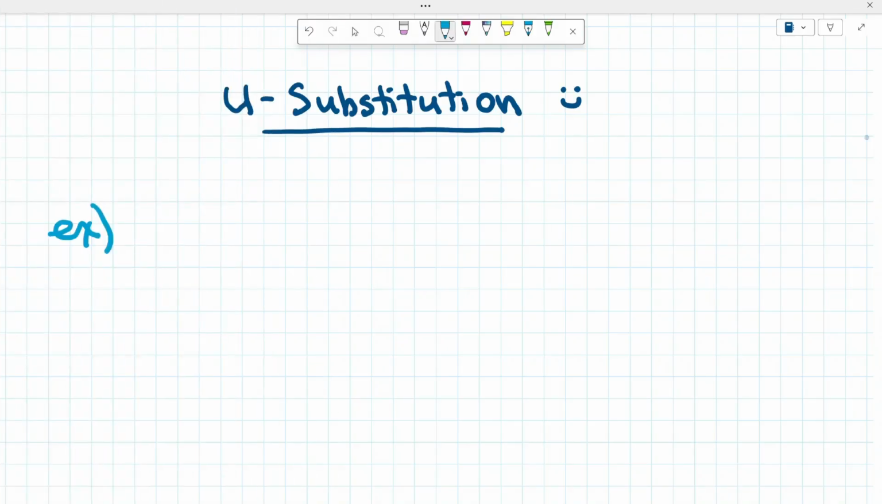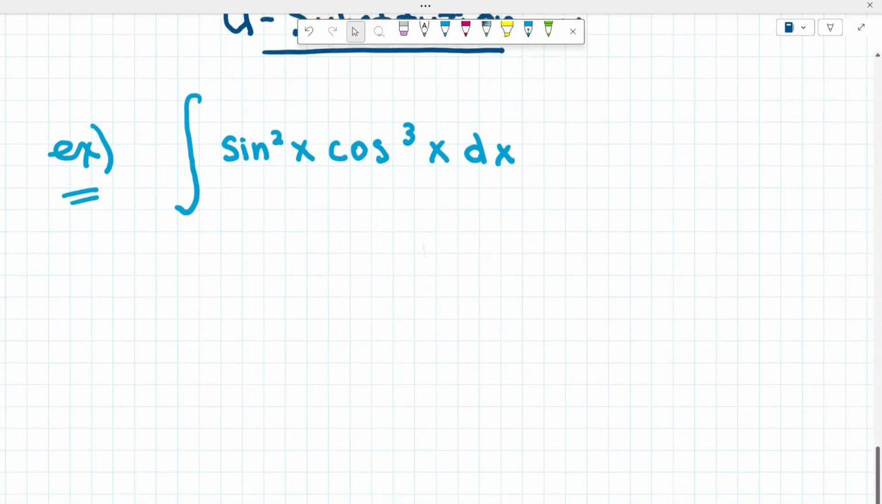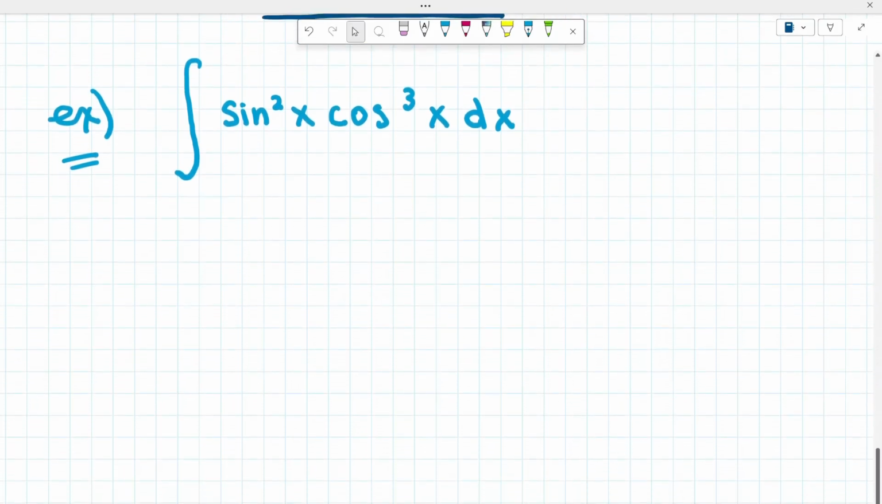We're going to dive right into our first example. We're going to consider the integral of sin² x multiplied by cos³ x, and we're integrating with respect to x. So before we dive into the U-Substitution, we want to play around with this integral and see if there's any simplifications or changes we can do at the beginning that will make our U-Substitution more convenient.